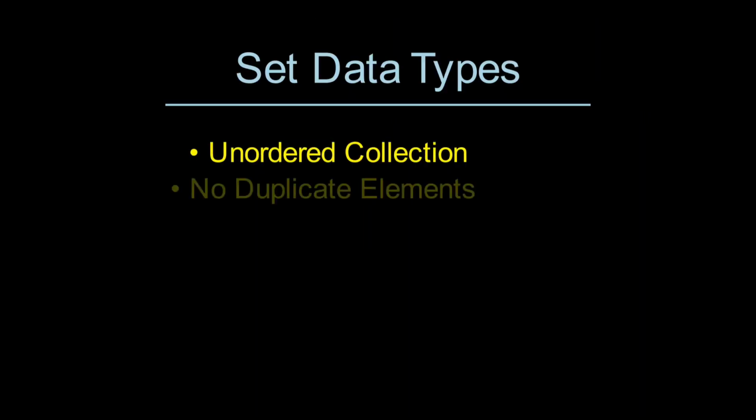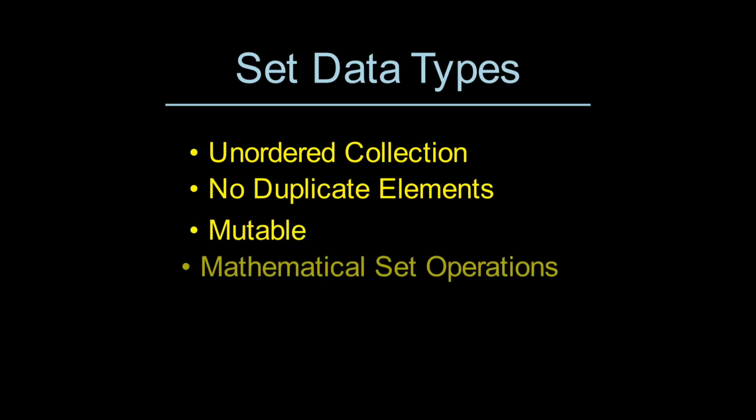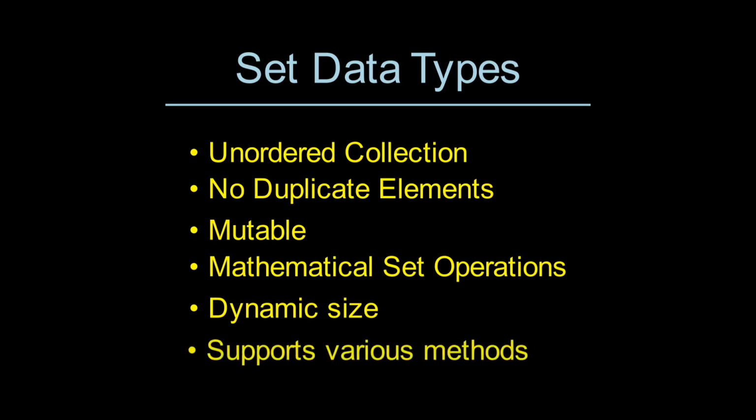Now let's explore the Python set. Sets are unordered collections of unique elements. Unlike lists, they don't allow duplicates. They are created using curly braces, they are mutable, and they support mathematical set operations like union and intersection.